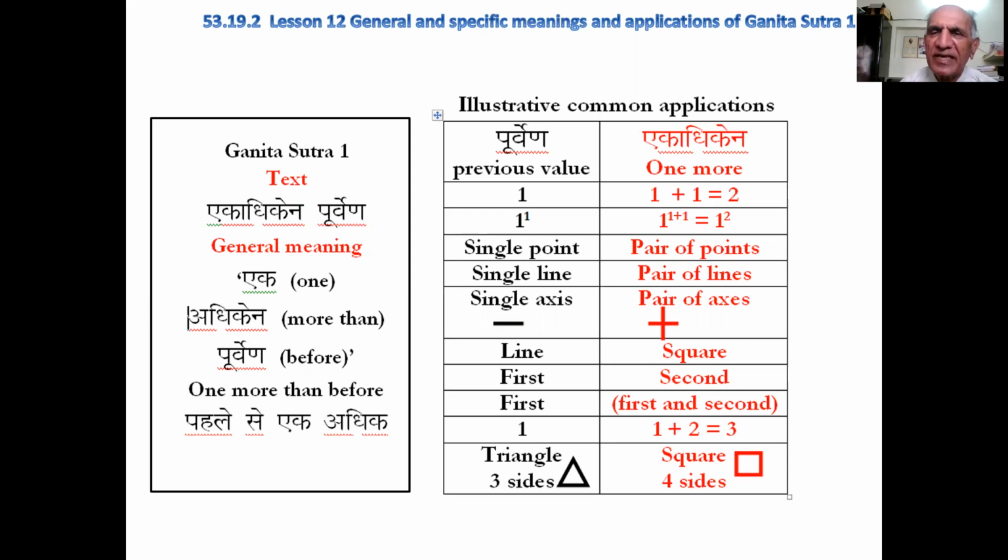On the computer screen is a tabulation in two columns. First for previous value, Purve, and second for the Ekadhiken Purve rule, one more than before. The tabulation in column 1, first row, has value 1 as Purve, the previous value. Under this rule of Ganita Sutra 1, one more takes the value 1 plus 1 equal to 2.